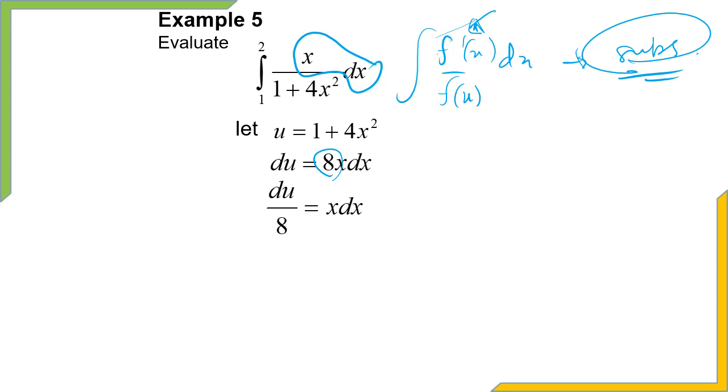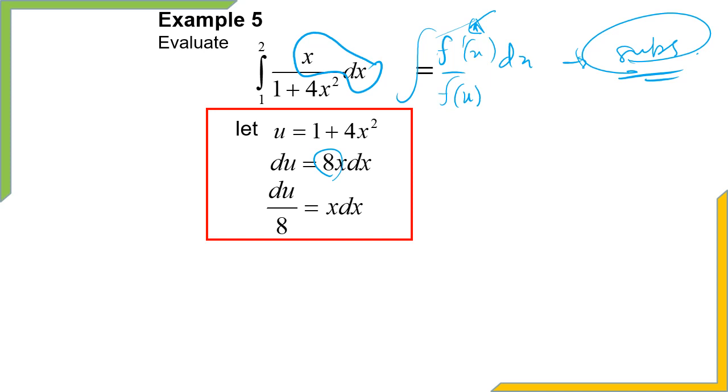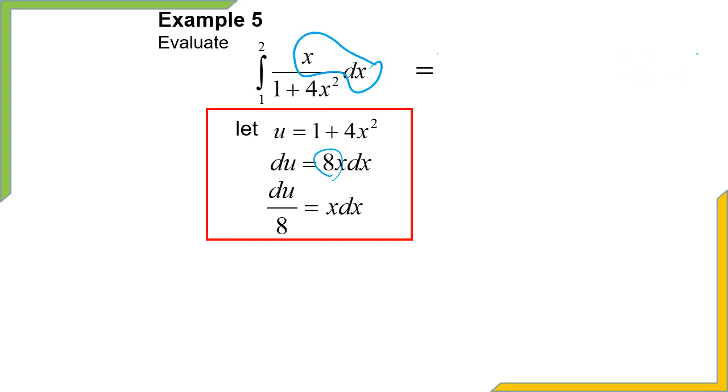Now, what we need to do is to just replace everything with respect to u. So the denominator will be u and x dx will be du over 8. So the answer should be what? The integration of 1 over u. Okay, so before we continue, this limit is for x, right? With respect to x. So if we change by using substitution, we change into u, it means that the limit also needs to change into u. So what is u when x equal to 2? What is u when x equal to 1?